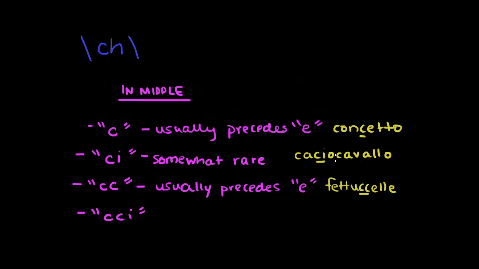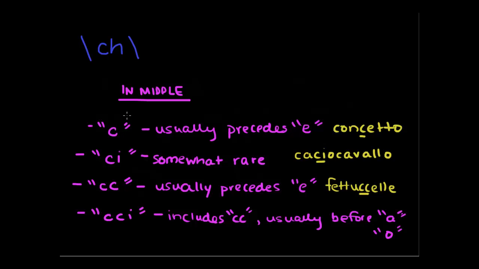So if there's an O spelling in the word, or an A spelling, or a U spelling, use CI or CCI. At that point, C and CC are sort of out of the question. They can't work in that case. Now remember, CI is somewhat rare, so in that case, CCI would be your best option. Again, CCI includes CC because CC is in it, but CCI usually happens before an A spelling or an O spelling.